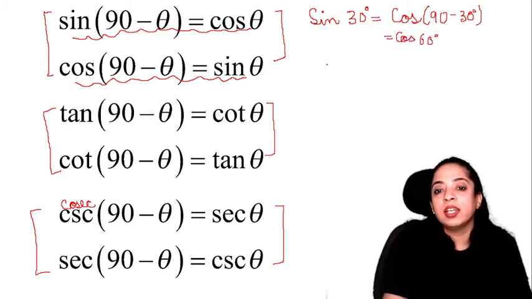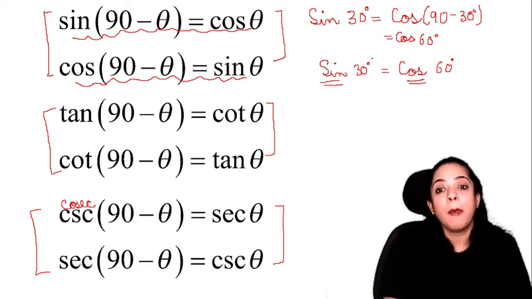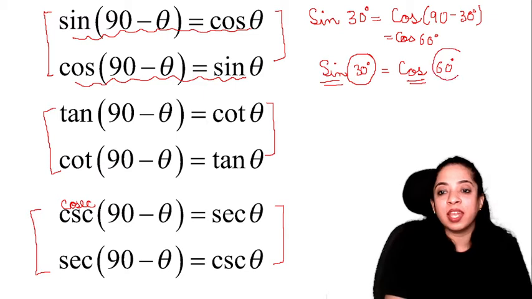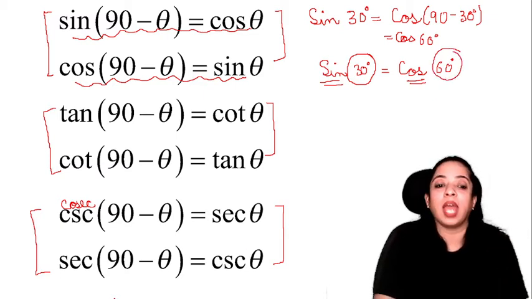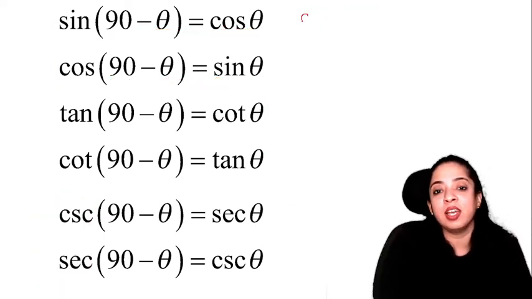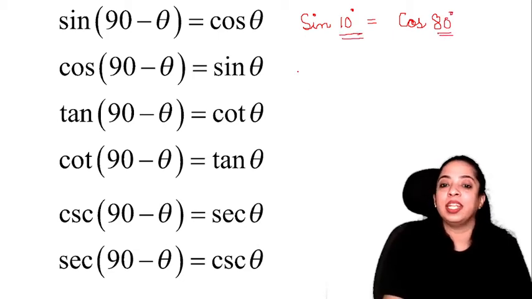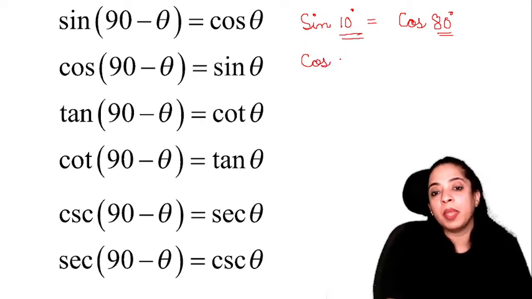So what did you get? Sine 30 is equal to cos 60. If you see here, there is sine here and there is cos here. They are complementary of each other, meaning the addition of these two numbers should give you 90. Correct? So if I write sine 10 degree, what will be cos? Cos will be 80 degree, because the sum has to be 90. If I take cos maybe 20 degree, then it will be sine.